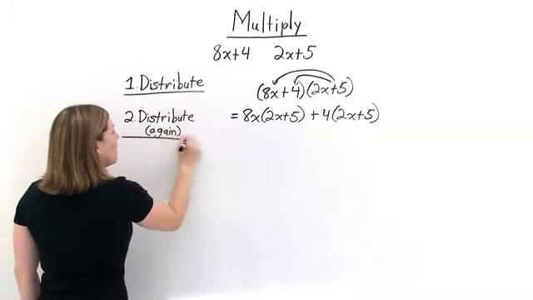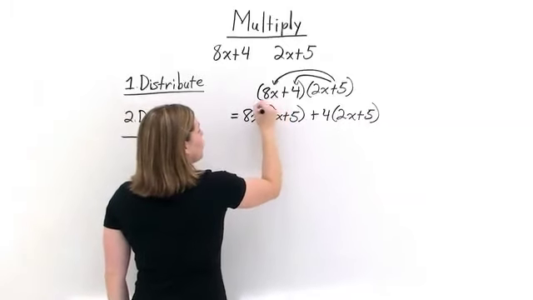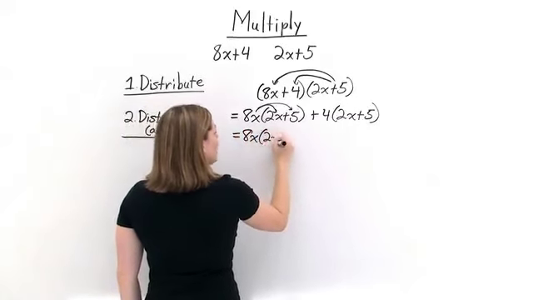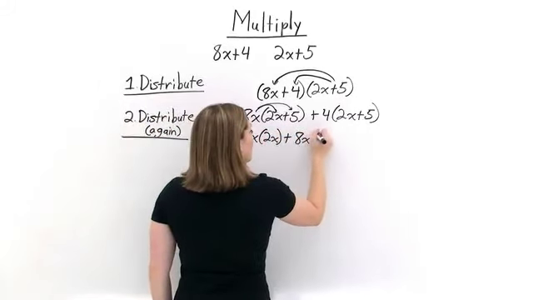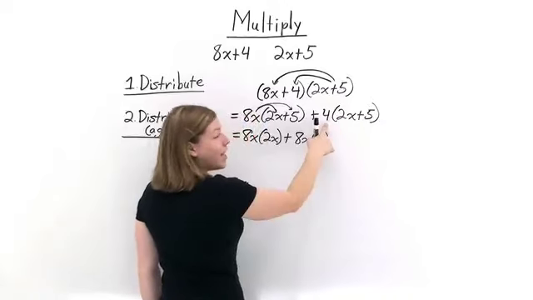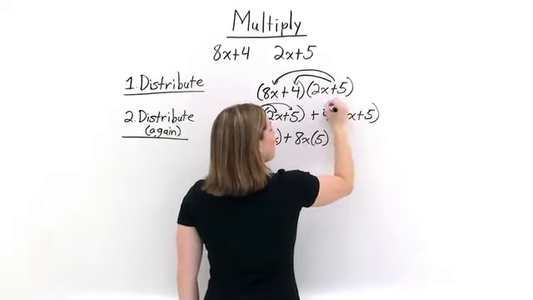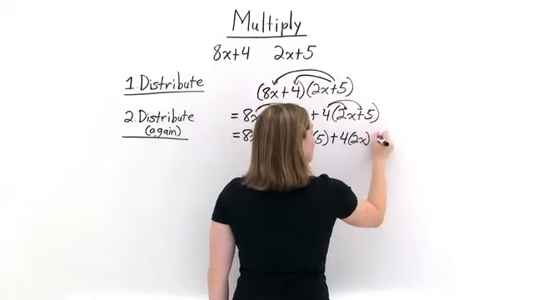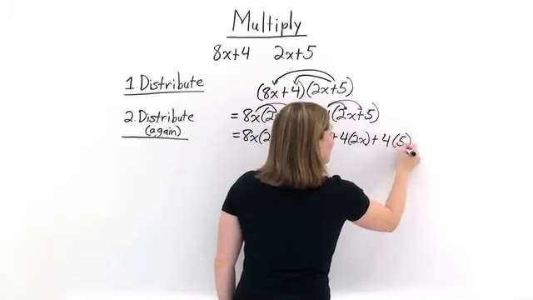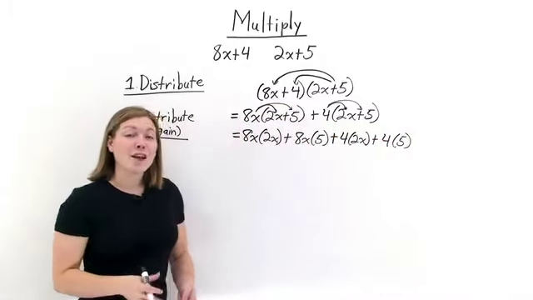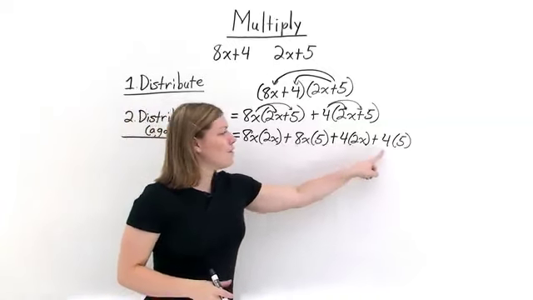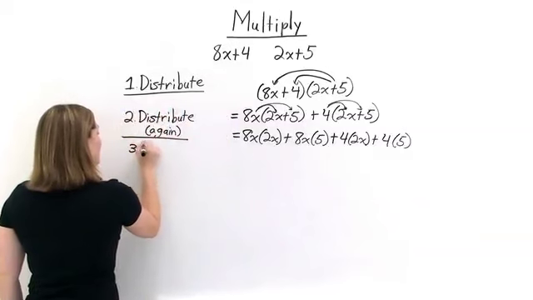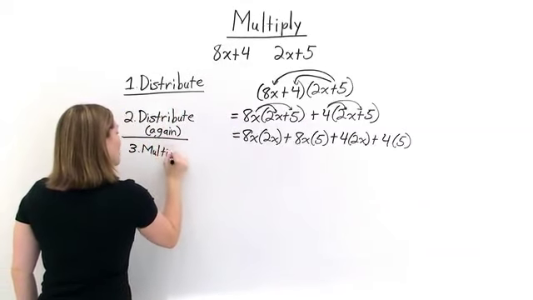When we distribute again, we want to take this 8x and distribute it into both of the terms in our binomial. We'll get 8x times 2x plus 8x times 5. Then here we do the same thing with 4. We take 4 and distribute it into both terms in our binomial. We have 4 times 2x plus 4 times 5. Perfect! Now look at what we have. All we have left is a bunch of multiplications. So let's multiply. In step number 3, let's take these terms and multiply them together.